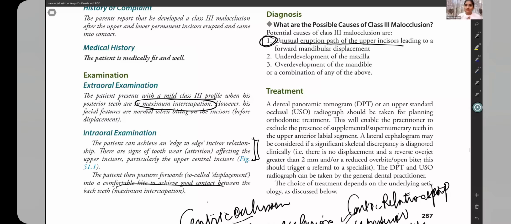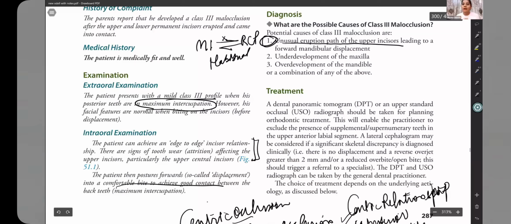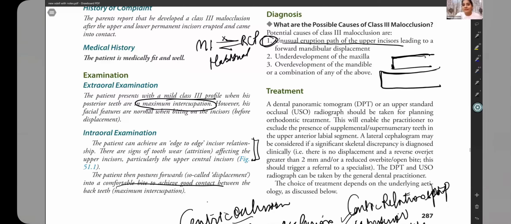Right? So if the maximal intercuspation does not coincide with your retruded contact position, that means it's a habitual class 3, because he's trying to bring out the mandible and create a maximal intercuspation without having any skeletal class 3. But if it's a true class 3, when would it be? Like the maxilla was already small and the mandible was abnormally large, right? Either the maxilla was abnormally small or the mandible was abnormally large. These two are your true class 3 skeletal relationships.